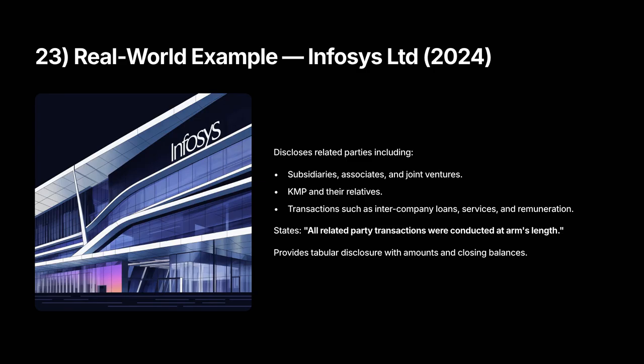23. Real-world example, Infosys Limited, 2024. Infosys discloses related parties, such as subsidiaries, associates, joint ventures, and KMP and their relatives. They list transactions like intercompany loans, services, and managerial remuneration. They also state that those transactions were at arm's length. This demonstrates the clear table format and narrative explanation investors expect.